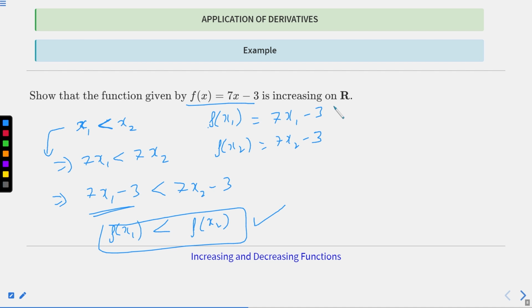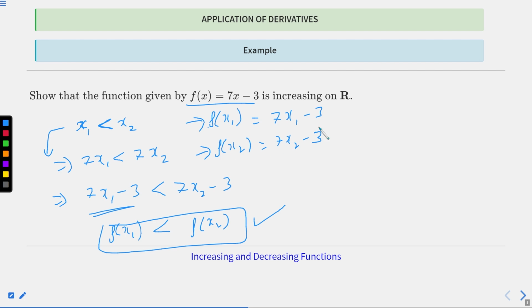I hope that this is clear to you. Very basic thing we are doing, the use of inequalities and the use of the function. That's it. From this, you can say that the given function is increasing.